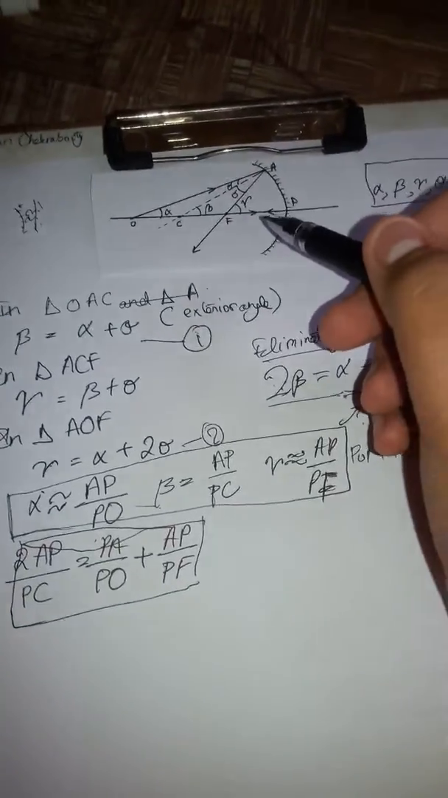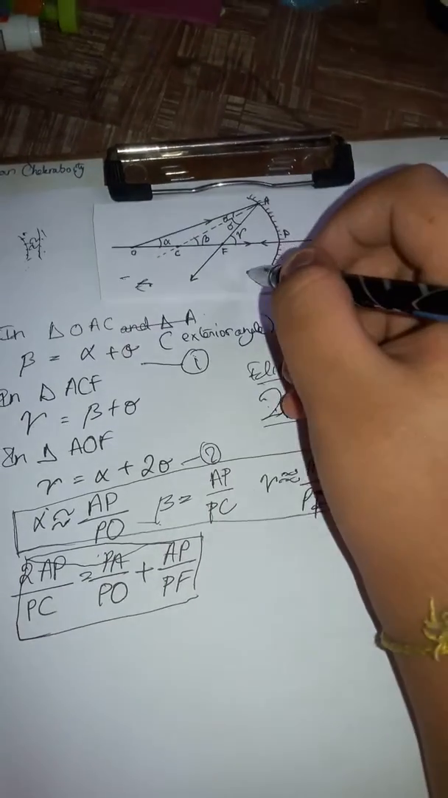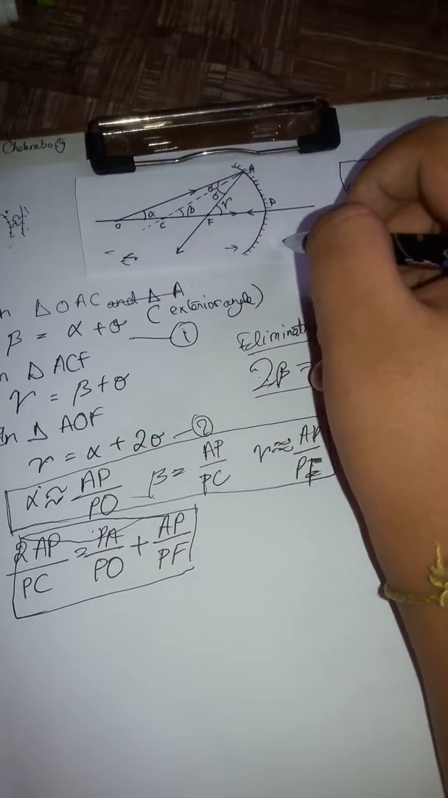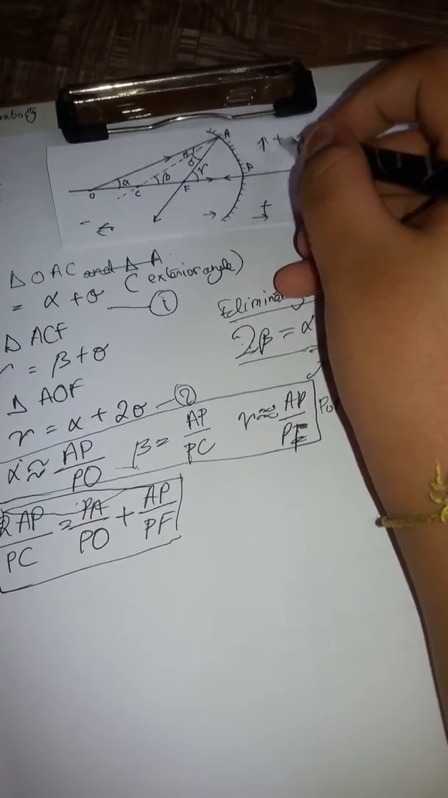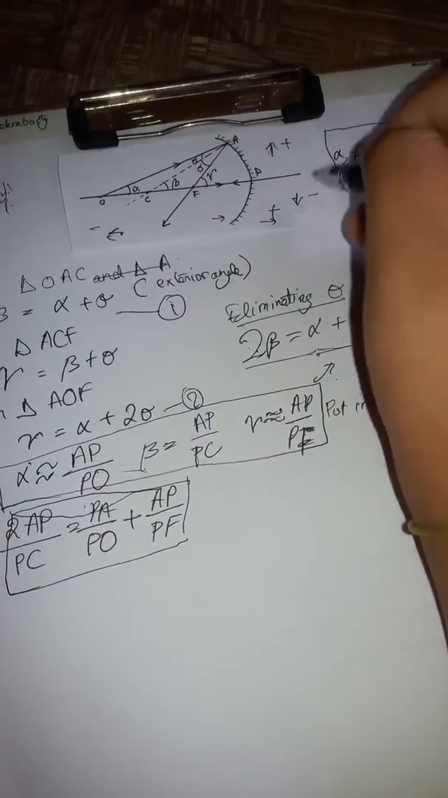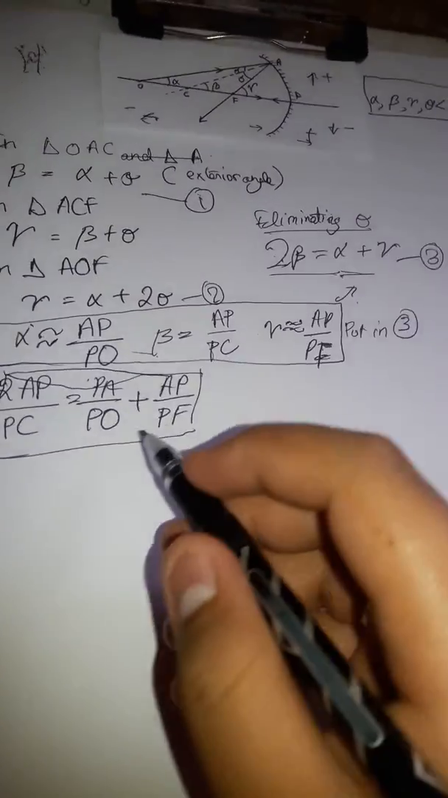According to the sign convention, this side is always negative. This side is always positive, and this side is always negative. This is the notation we know, right? Sign convention of the angles. So I'm sorry about the camera details.